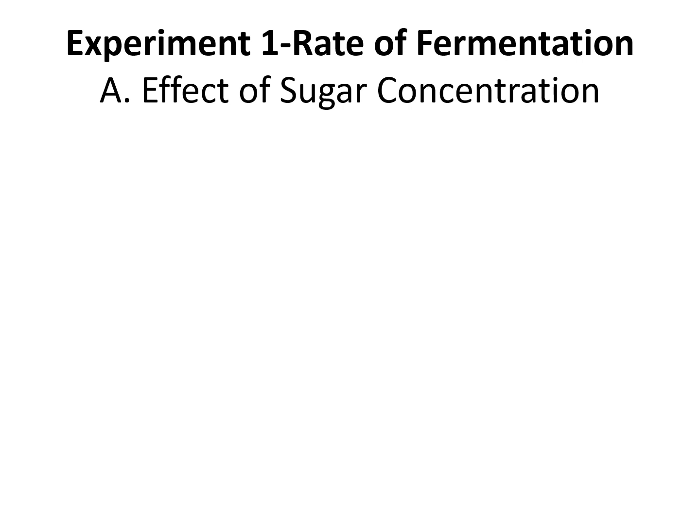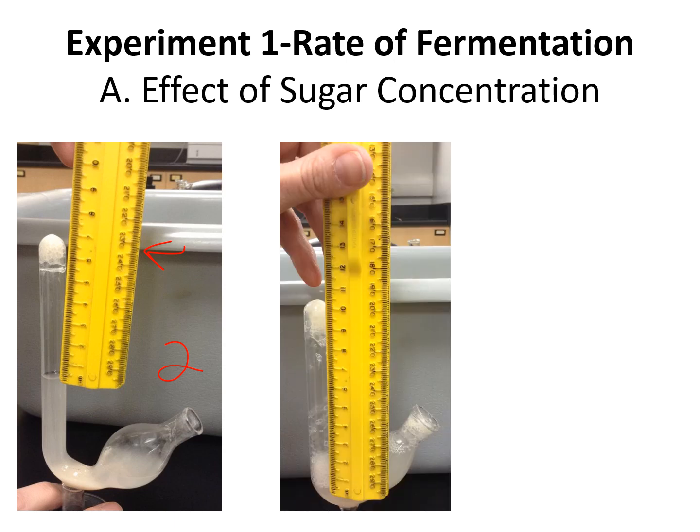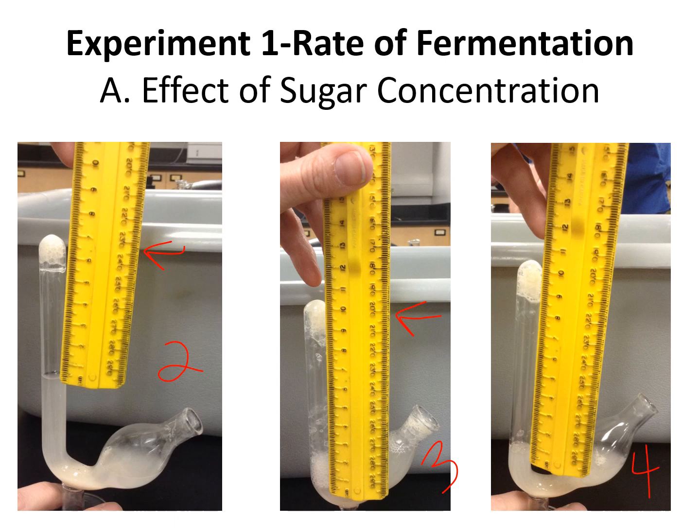Now for the data that you should record for experiment 1A. The first tube, tube number 1, had 0 height for a bubble. There was no bubble. This is tube number 2. That is the height of the bubble, so you should read the amount and record that on your lab report. This is the data for tube 3. Again, read that amount and record that on your lab. And this is tube number 4. And again, read the measurement of the height of the bubble and record that on your lab.